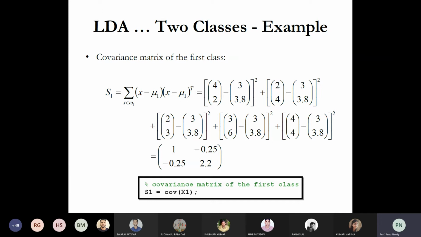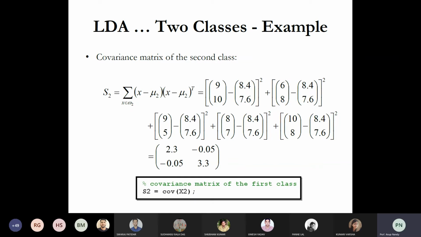So you have computed x. How many samples do you have? 5 samples. So now you compute (x minus mu1) squared, then sum them up, and you will have this covariance matrix. Because you have only 2-dimensional data, the covariance matrix will obviously be 2 cross 2. So if you simply compute COV of x1, you will end up with this. Now similarly for S2, you apply the formula (x minus mu2) into (x minus mu2) transpose, and in this way you can compute it.